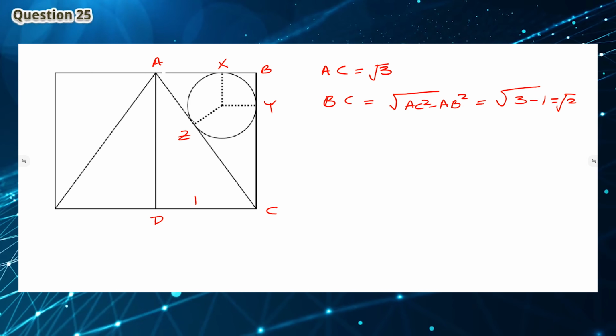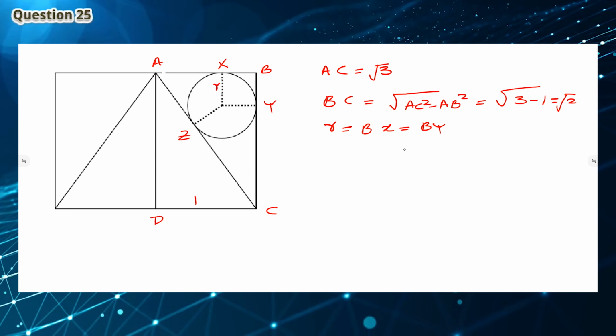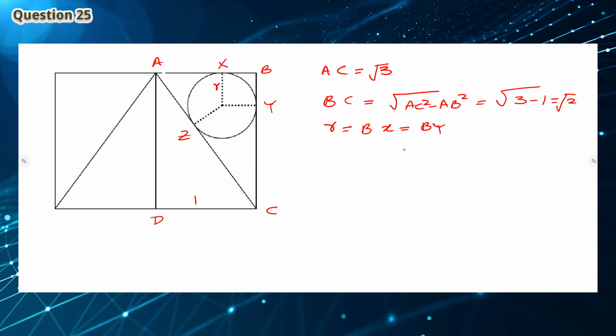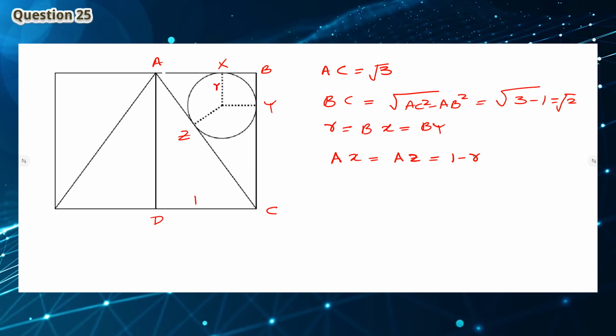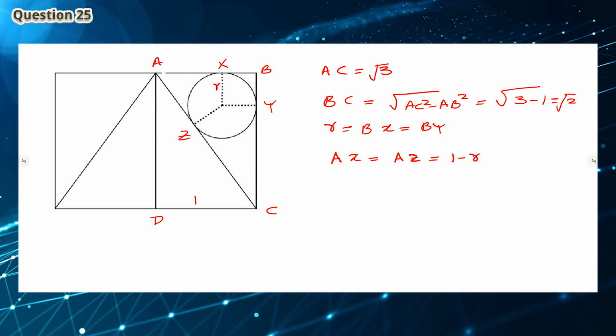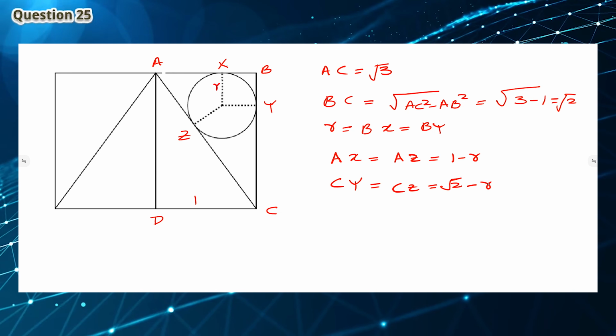Also, if R is the radius of the sphere, then BX is equal to BY, which is equal to R, which means that AX is equal to AZ, which is equal to 1 minus R. We can conclude that CY is equal to CZ, which is equal to root 2 minus R.